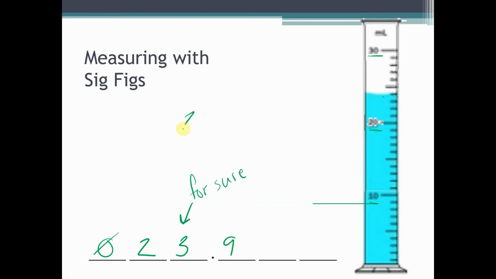And again, you could have called that 23.7. You could have called it 23.8. What you could not have called it is 23.92, because again, this was an approximation. So once you have made one estimate, you cannot go any farther. You got to stop at the tenths place.